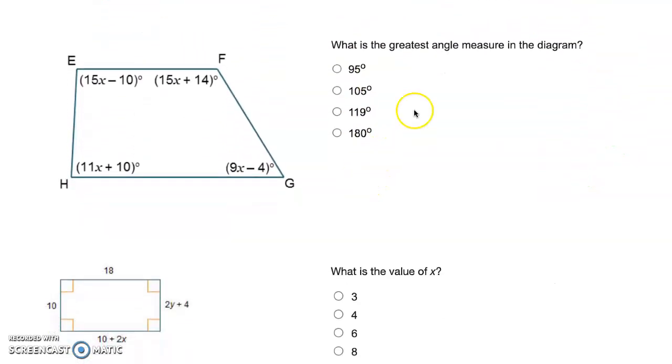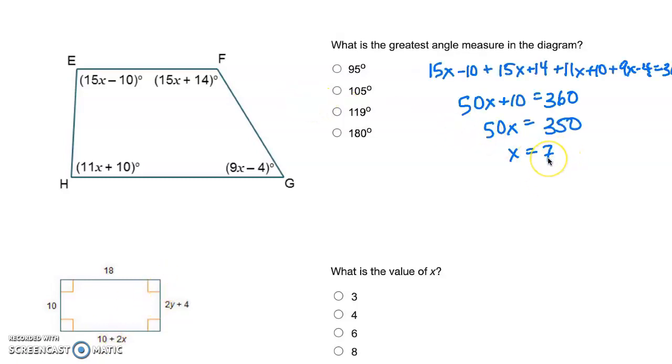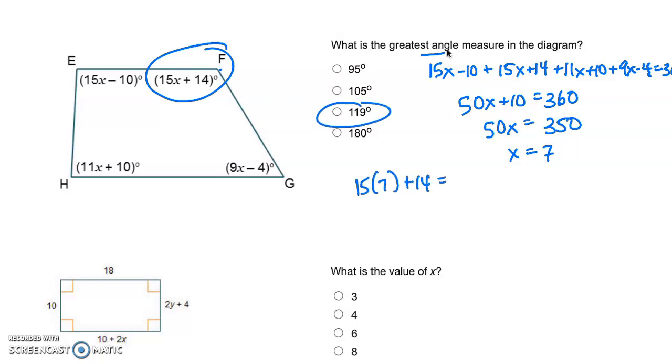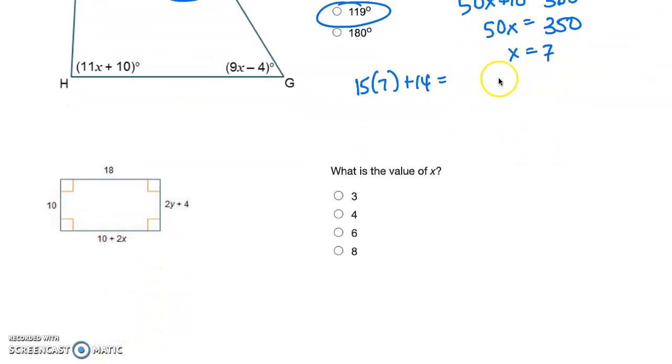So on this one, what is the greatest angle measure in the diagram? Well, the first thing we need to do is set them equal and solve for x. So pause the video and try this one. So if I solve for x, I get x equals 7. Now, which is the greatest angle? Well, I can look at this, and this is my biggest angle. I can tell that's an obtuse angle. So I take 15 times 7 plus 14, and I'm going to get 119 degrees.